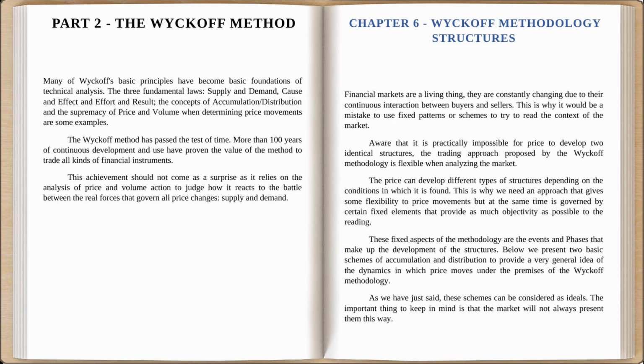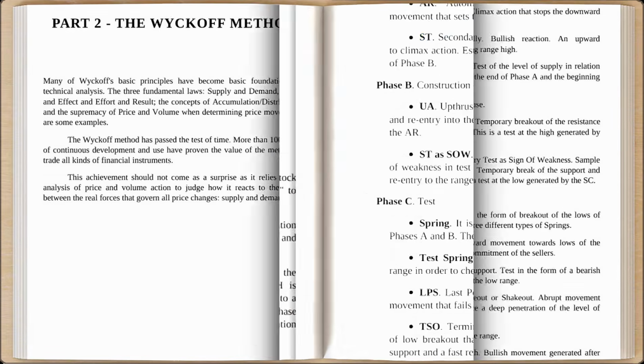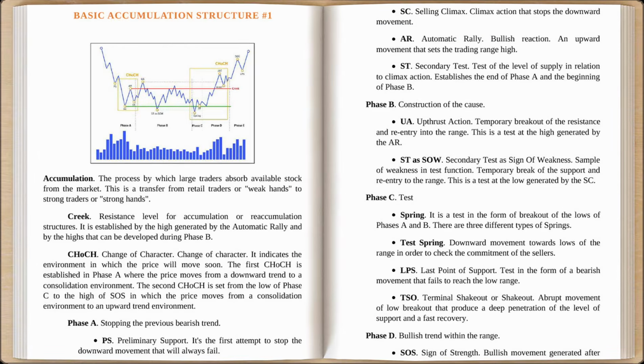As we have just said, these schemes can be considered as ideals. The important thing to keep in mind is that the market will not always present them this way. Basic accumulation structure number 1. Accumulation, the process by which large traders absorb available stock from the market.